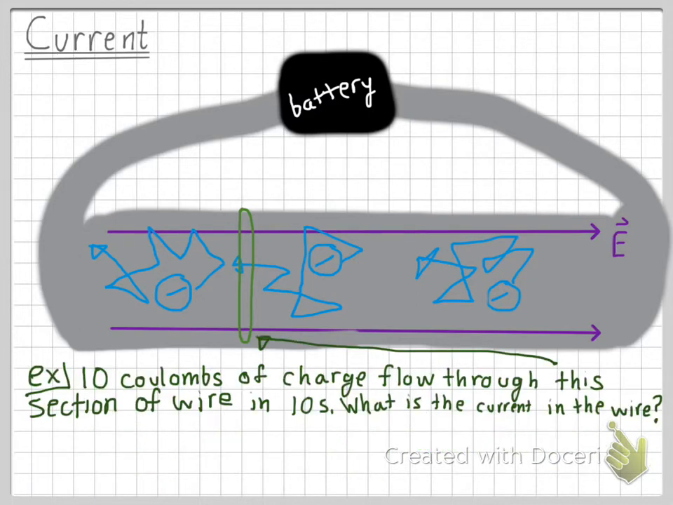There's 10 coulombs of charge that flow through this cross-section of wire in 10 seconds. What is the current in the wire? So we have our current equation, and we can plug in our change in charge is 10 coulombs, and the time is 10 seconds, so we get a current of 1 amp.